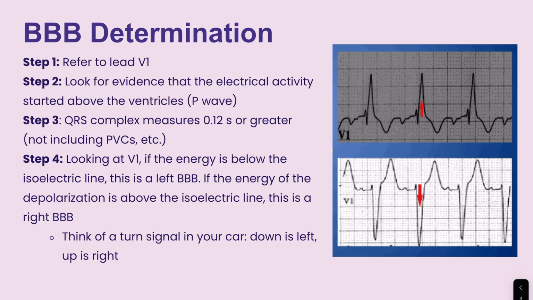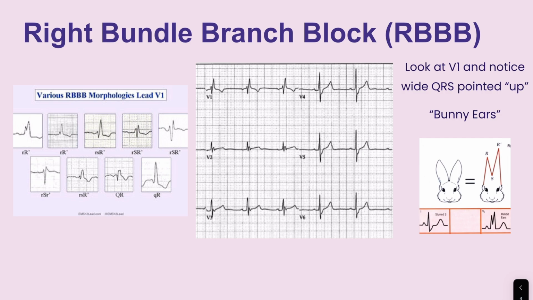And then step 4, looking at V1, if the energy is below the isoelectric line, that is a left bundle branch block. And if the energy of the depolarization is above the isoelectric line, this is going to be a right bundle branch block. So think of a turn signal on your car. If you turn it down, you're going to the left, up is right. We're going to talk about this in lots of different ways, though, because I think it's helpful when you're learning EKGs to think of it in a bunch of different ways so that you can pick the way that works best for you. So let's go back into the right bundle branch block here, RBBB.